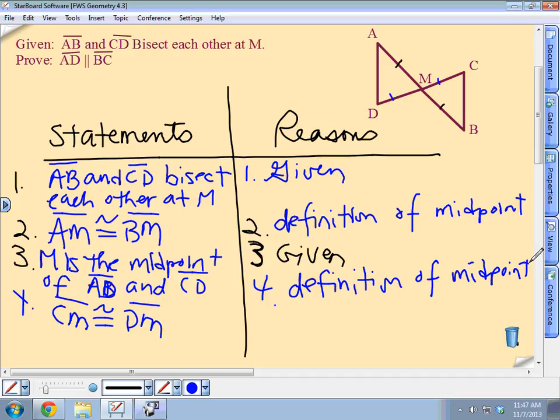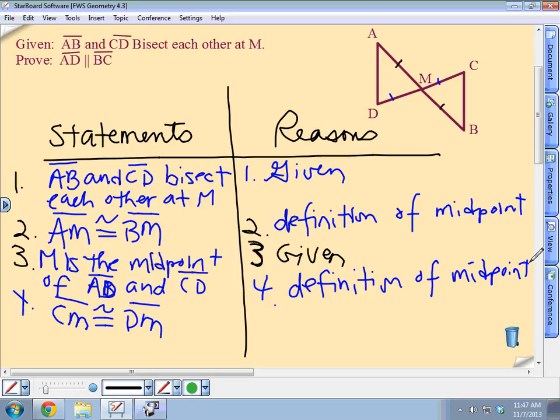So, in order to prove these triangles are congruent, what else do you have to prove? One angle, or another side. Okay. And what angles can you prove are congruent here? Vertical angles.